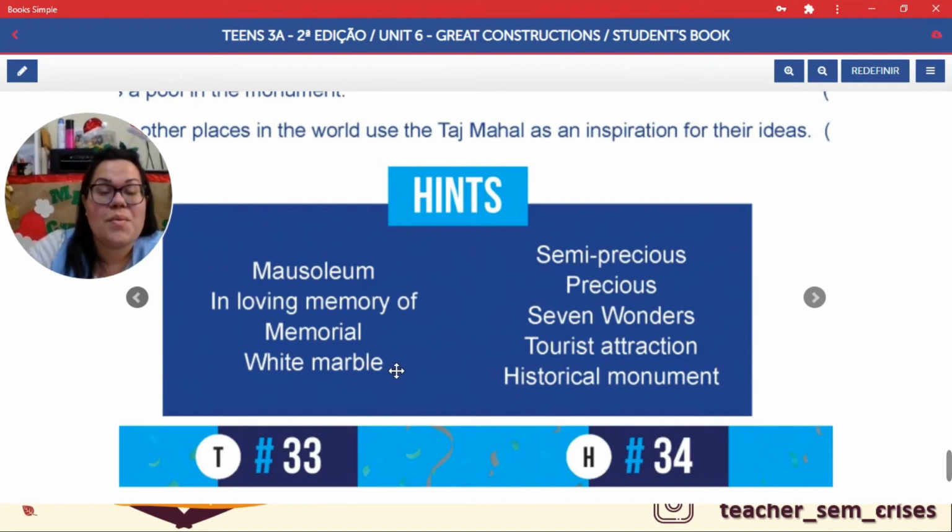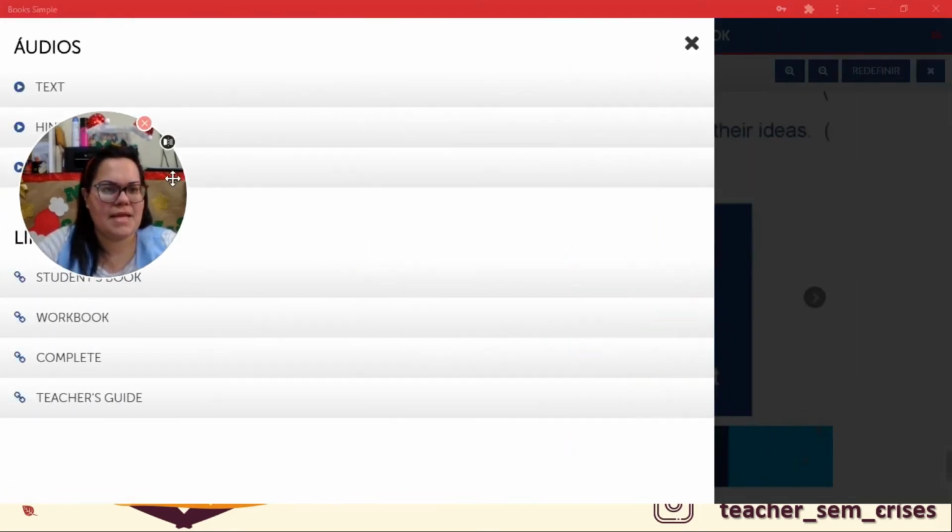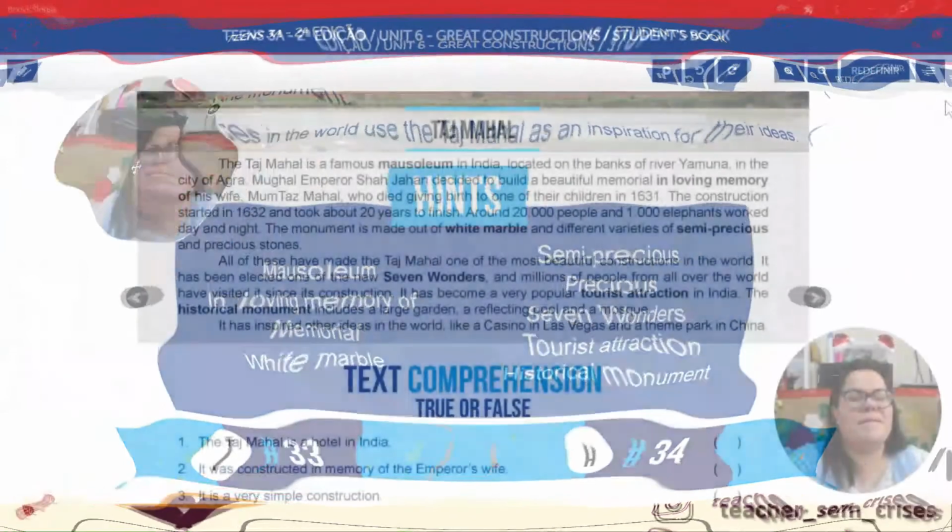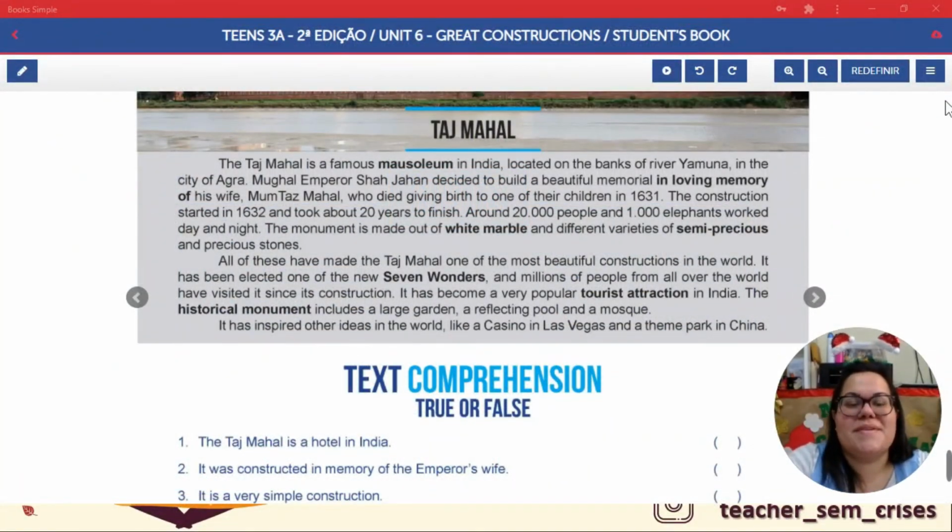Memorial, white marble, semi-precious, semi-precious, precious, seven wonders, tourist attraction, and historical monument. Let's go here. Let me get the reading now for you guys about the Taj Mahal. So, the Taj Mahal is a famous mausoleum in India.